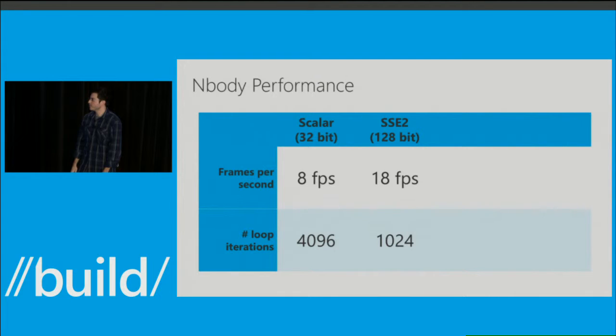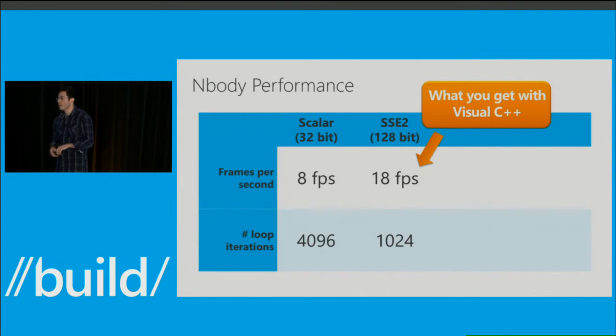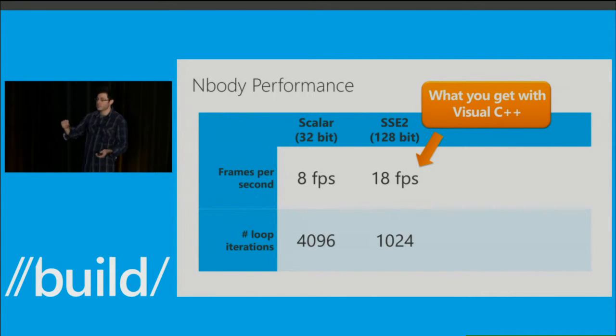So here are some performance numbers. On the left side, I put the scalar info just to have as a baseline. There are 4,096 iterations of the innermost loop, and we get around 8 frames per second. That's just a good baseline. In Visual C++, we have automatic vectorization that targets 128-bit code. So what's really happening here is we're executing 4 iterations of the j loop in parallel on a single core by taking advantage of the SSE2 instruction set. And you can see the number of loop iterations goes from 4096 to 1024.